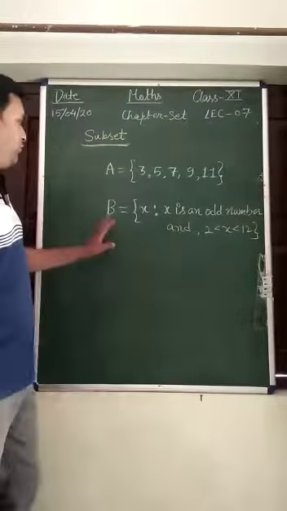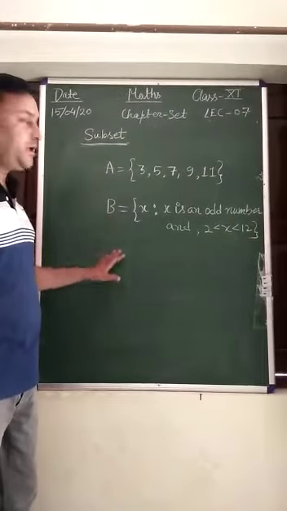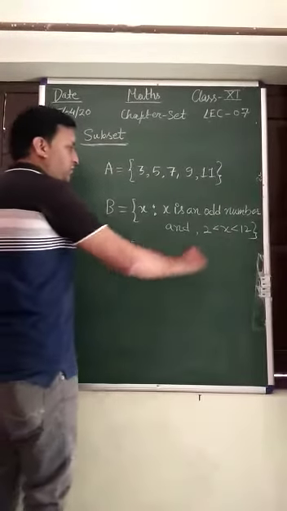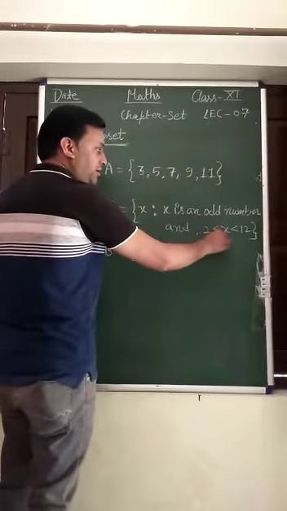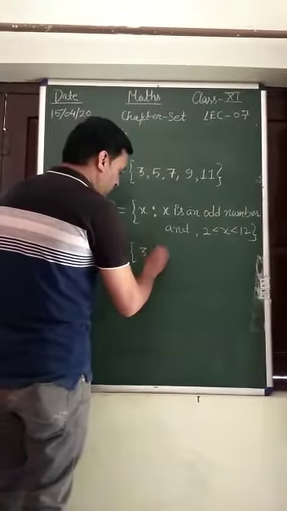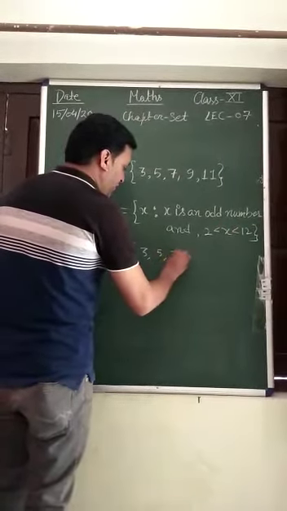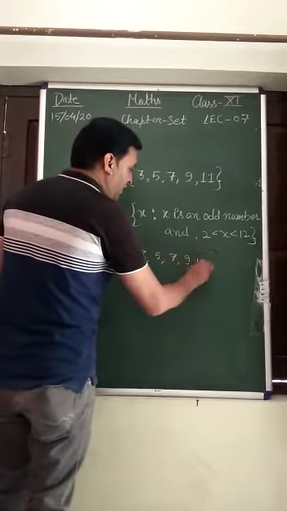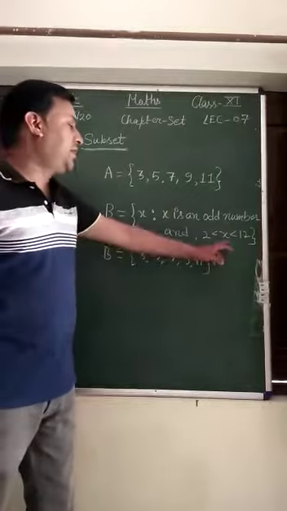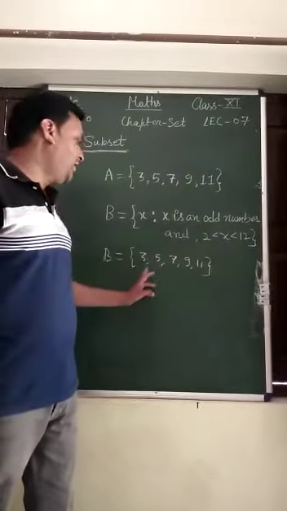Now students, if I write the set B in roster form, what is the set B? The set is x is an odd number and is greater than 2 and less than 12. So the set is 3, 5, 7, 9 and 11. We stop at 11 because the number x is less than 12 and greater than 2.